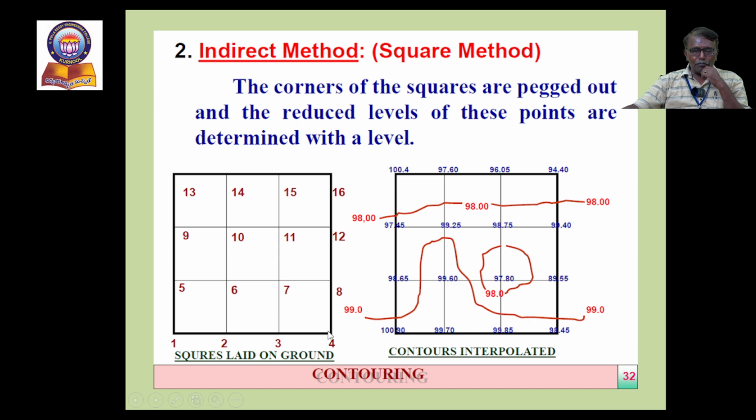Pegs are driven at each intersection point, and spot levels are taken at each and every point: 1, 2, 3, 4, 5, 6, 7, 8, like that. Then contours are interpolated. So these contour values are marked here. By interpolation, which I already explained, we can obtain the points of equal elevation, and these are joined with a smooth curved line.